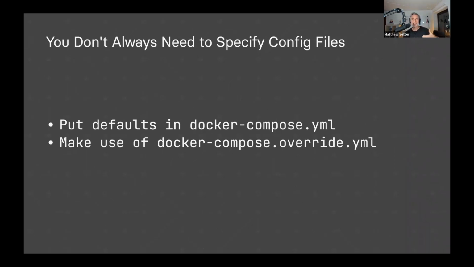But it also has a secondary configuration file called Docker Compose.override.yml, which, as we were doing before with the environment-specific files, contains additional settings and overrides of existing settings.